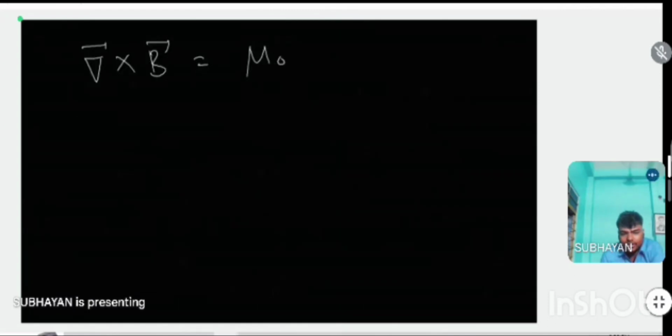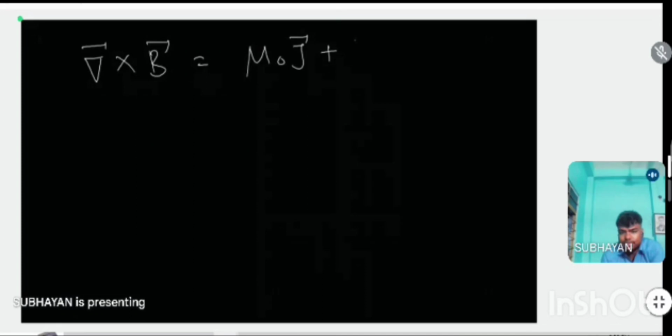Okay. And from Coulomb gauge solution, suppose you have the final equation, Ampere's circuital law. This is curl of B is equal to mu naught J plus mu naught epsilon naught del E by del t.